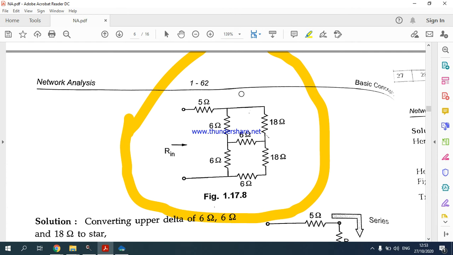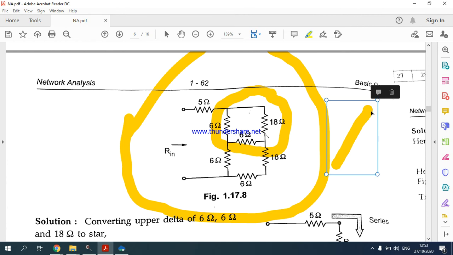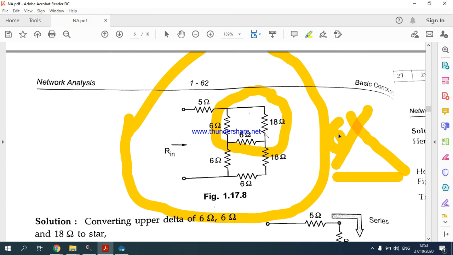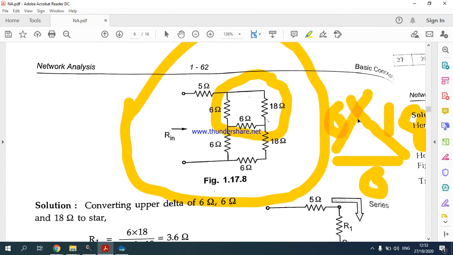So I need to simplify this circuit. What simplification I do? First I will consider this is similar to a delta connection like this. Here I have 6, here I have 18, here I have 6. Convert this delta into star connection. How can we convert this delta into star? Here first I will consider one resistor in between 6 and 18.